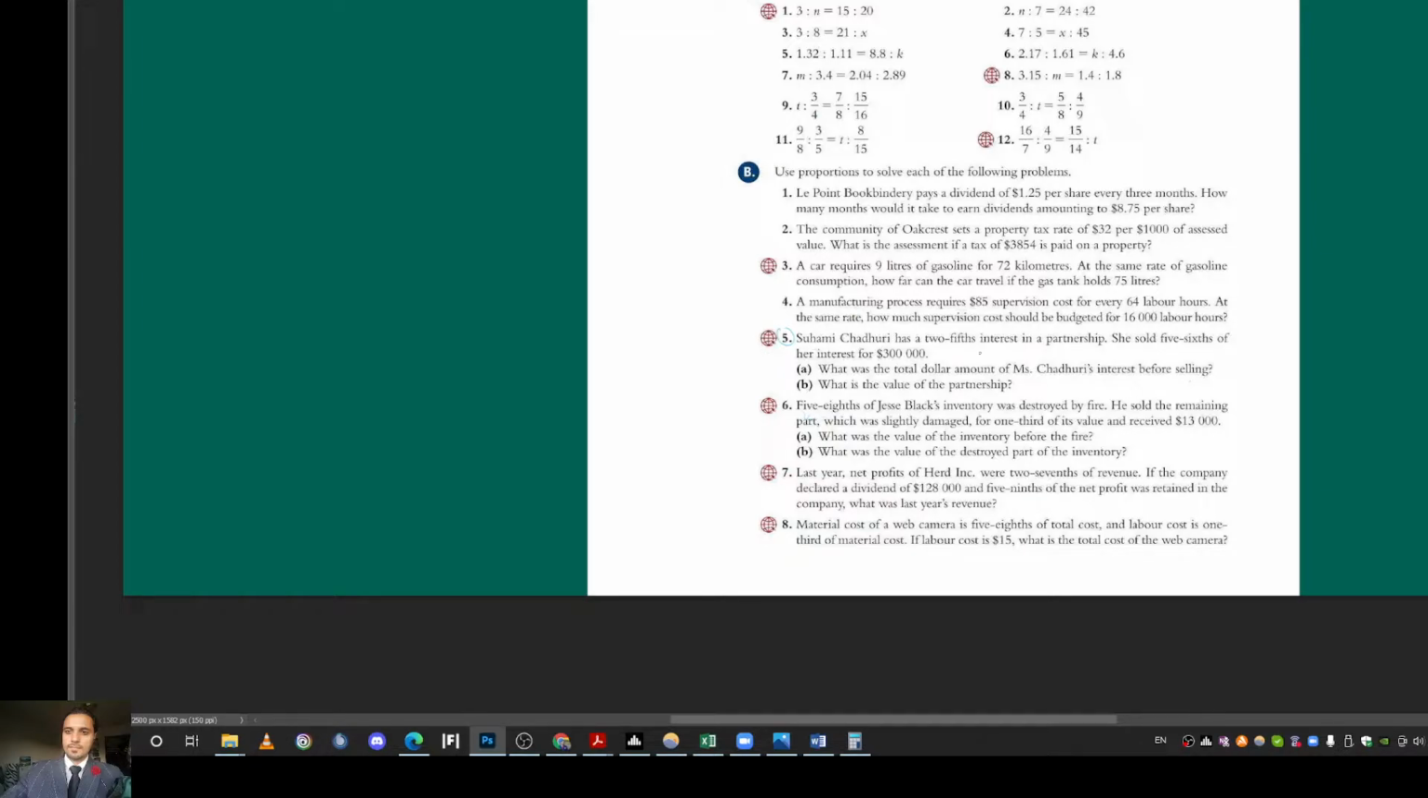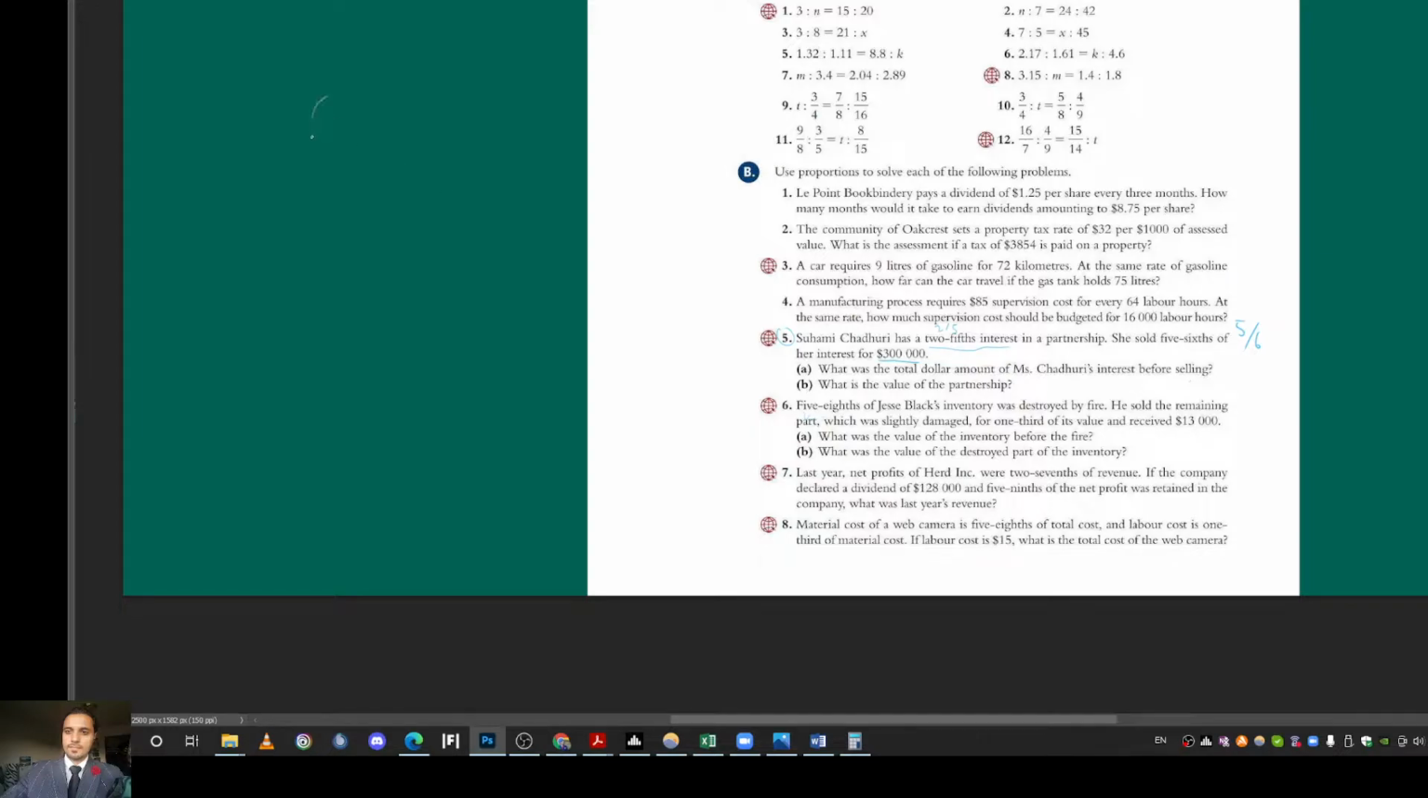So Hamid Chaudhry has 2/5 interest in a partnership. She sold 5/6 of her interest for this much. What was the total dollar amount of Mrs. Chaudhry's interest before selling? What is the value of the partnership? Okay, so she has 2/5 of her interest in a partnership.